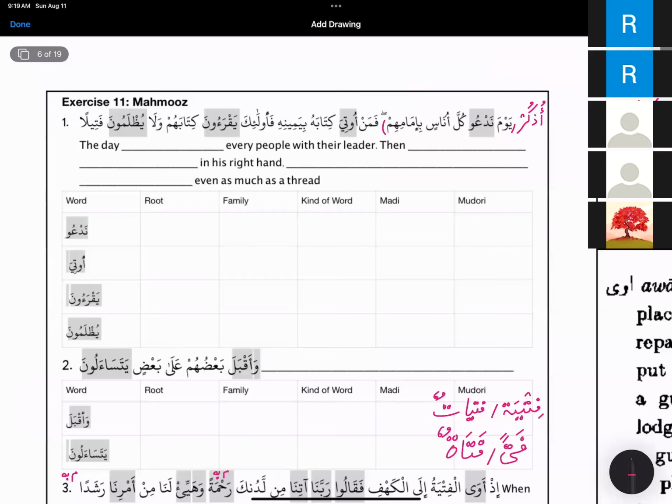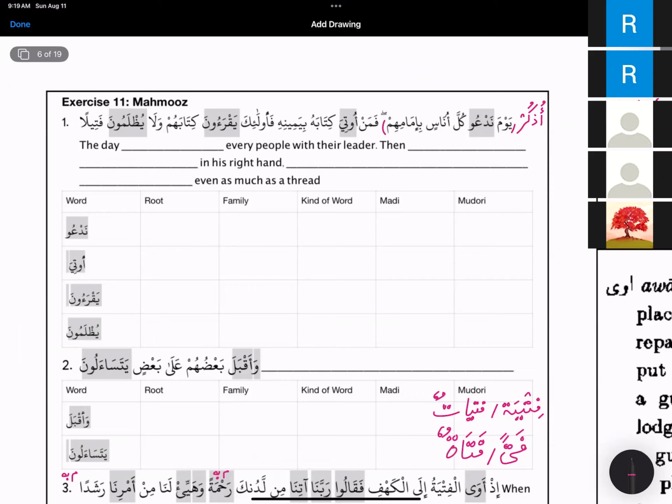Hada, haulai. Remember with ha: haza has ha, and haulai, it's plural, also has ha. So haza, hazihi is the feminine, and then haulai. Zalika, right? Tilka, the feminine, and then ulaika. So this is ism al-ishara lil-ba'id, the demonstrative pronoun for far.